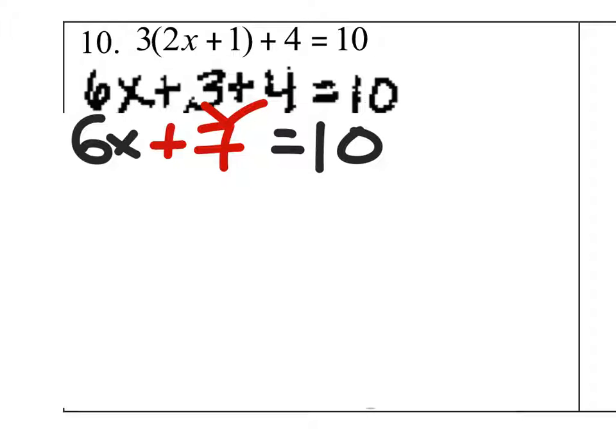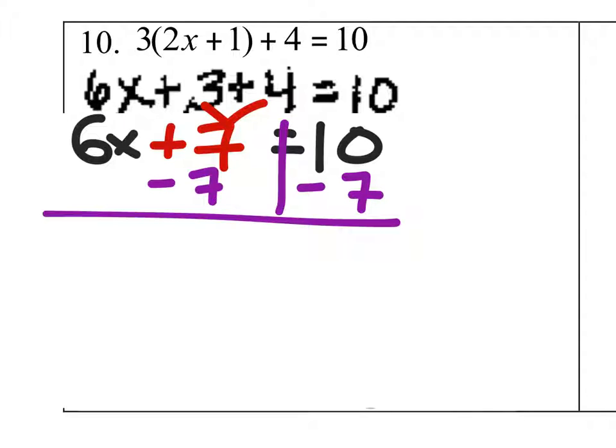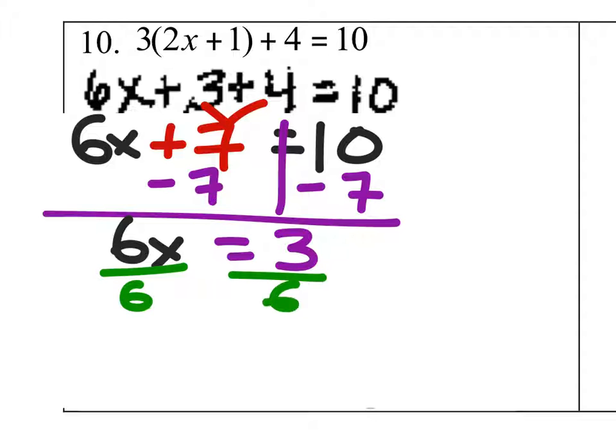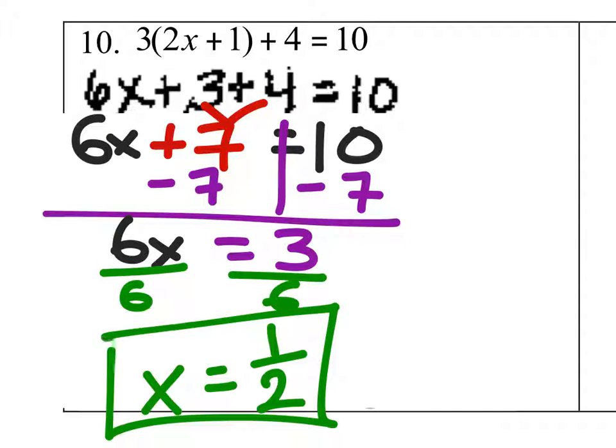This again equals 10. So to solve this, we'll subtract 7 from both sides instead. And we get 6x equals 3. So to solve for x, we'll divide both sides by 6. And we see that x equals, that should simplify down into 1/2. Bam.